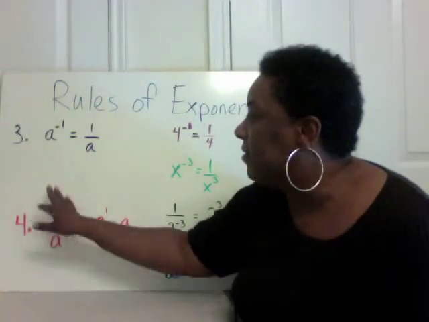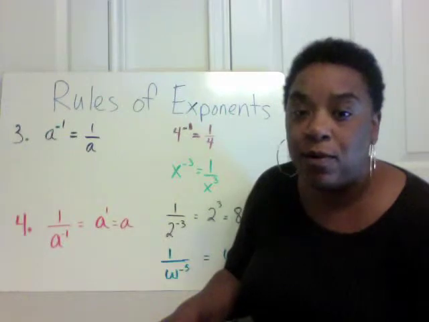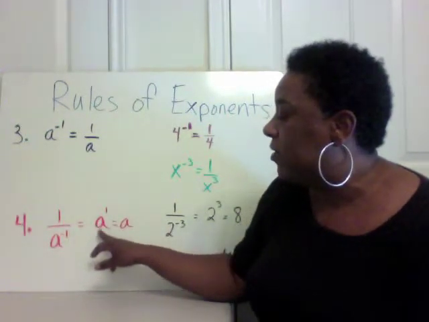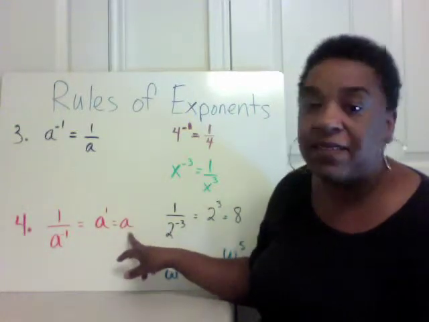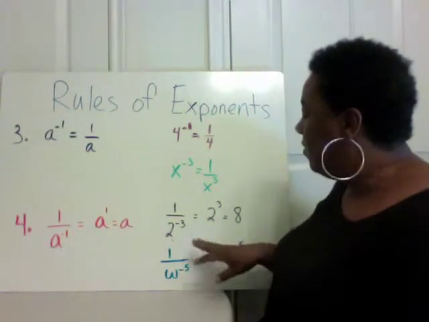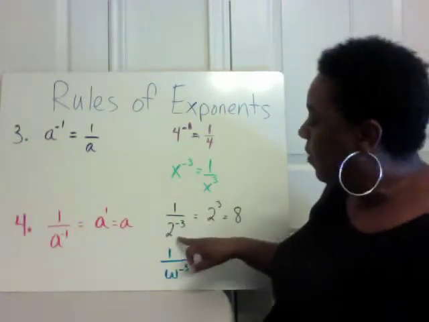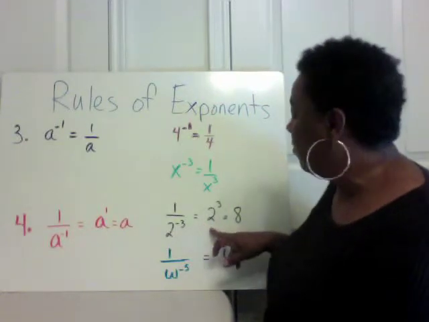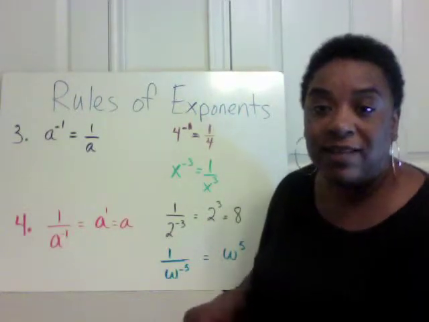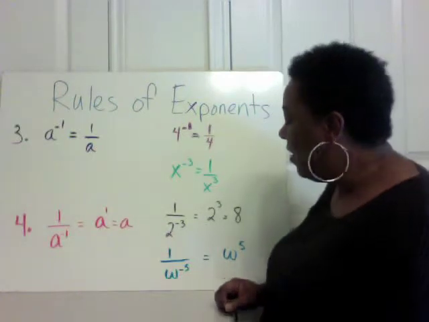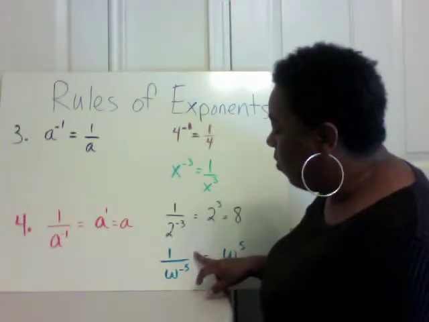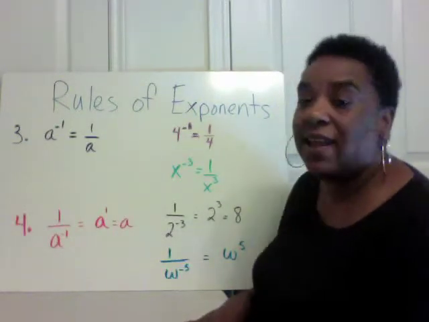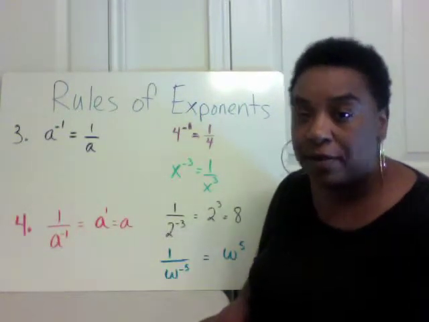This fourth rule is the opposite of this third rule. It says 1 over a to the negative 1 is equal to a to the power of 1, which gives us a. So in this example, I have 1 over 2 to the power of negative 3. We can rewrite that as 2 cubed, and 2 cubed is 8. This last example, I have 1 over w to the negative 5th power, and we just rewrite that as w to the 5th power.